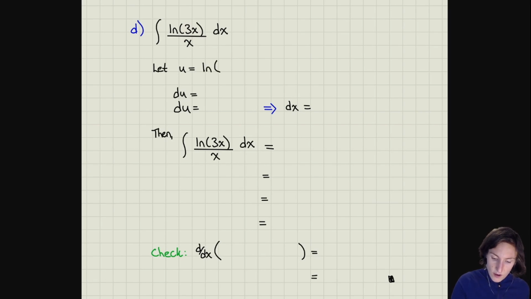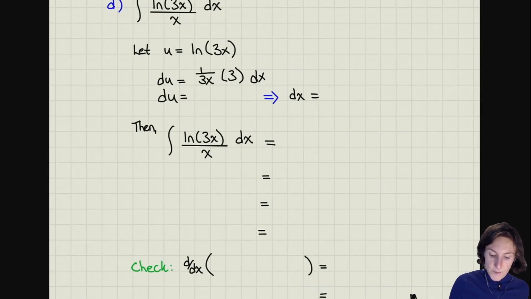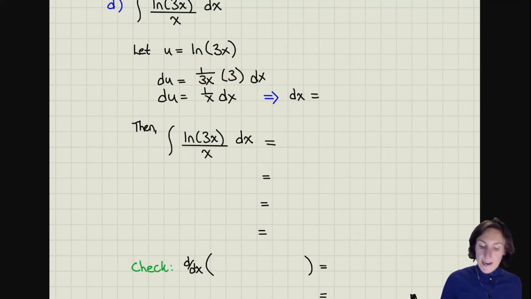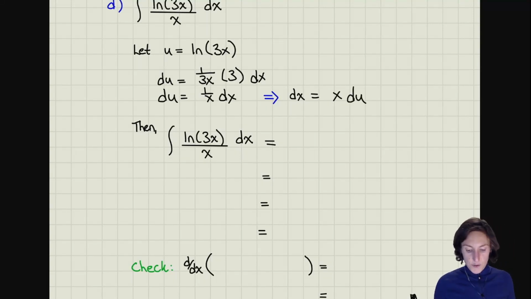Let's try ln of 3x is equal to u. So when I differentiate this, remember ln, we go 1 over what we have, and then we're going to use chain rule. So derivative of the bottom, which would just be 3. And don't forget, we need this in differential form, so I need to put a dx here. So my 3's will cancel, and I'll just be left with 1 over x dx. So when I isolate for dx, I'm going to cross multiply and get x du.